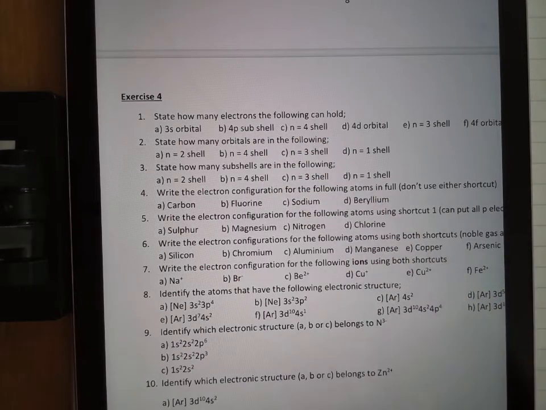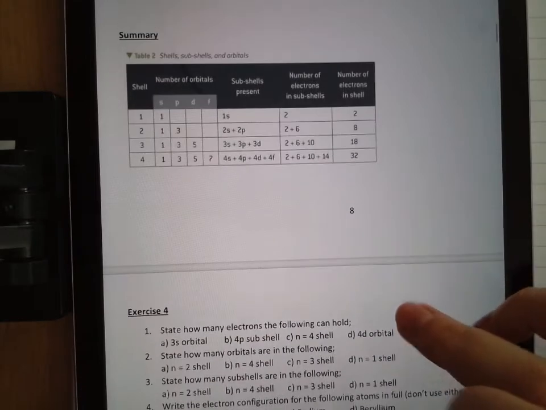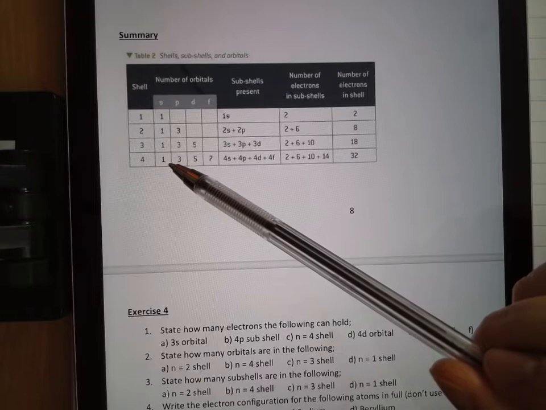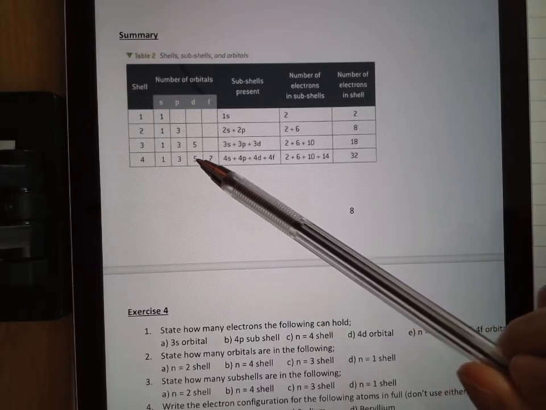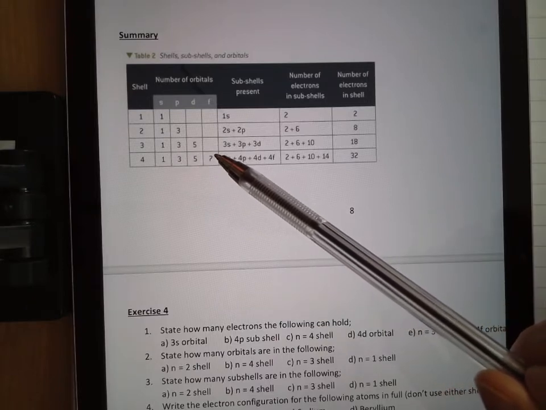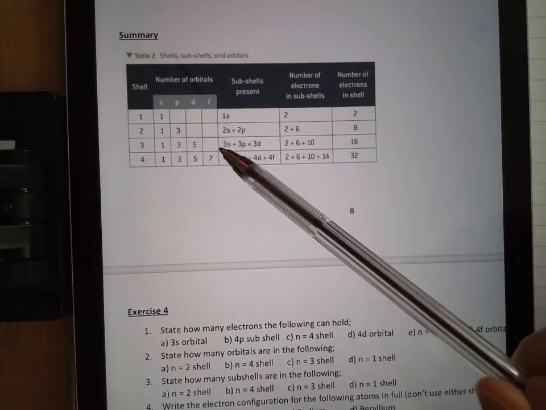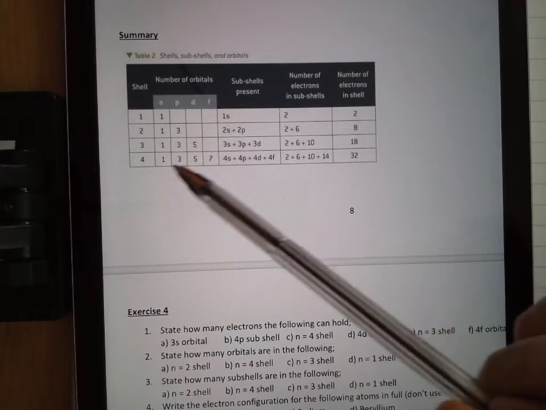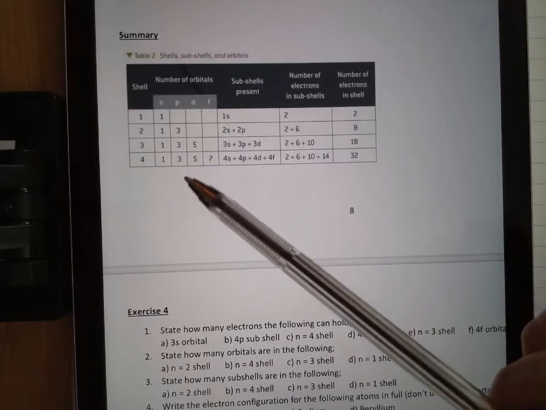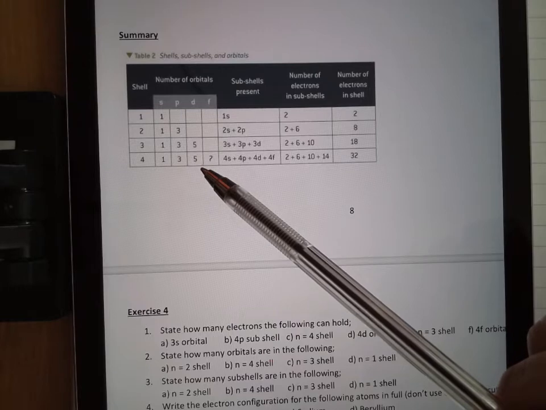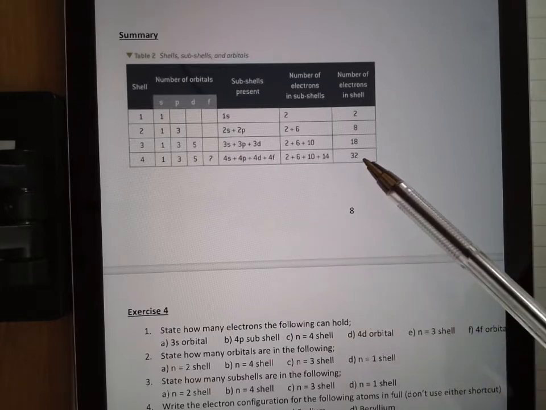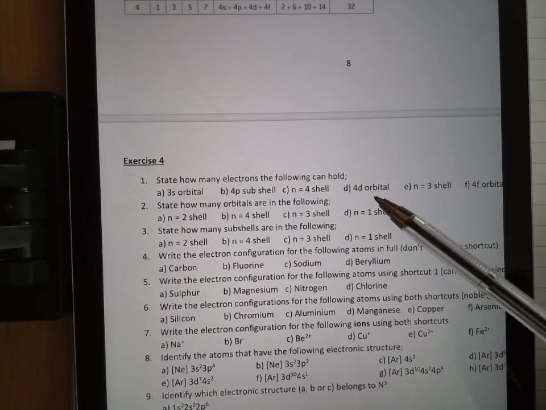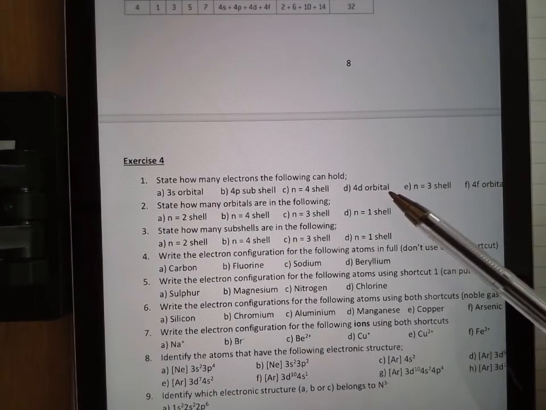The n equals 4 shell, if you scroll up to the table on the page above, the 4th shell has an s orbital, 3 p orbitals, 5 d orbitals, and 7 f orbitals. Each of those orbitals can hold 2 electrons. So if you add up the number of orbitals you've got in the 4th shell, you will see you've got 16 orbitals. They can each hold 2. That gives you a total of 32 electrons in the 4th shell. For the 4d orbital, again, it's an orbital, so the answer is 2.